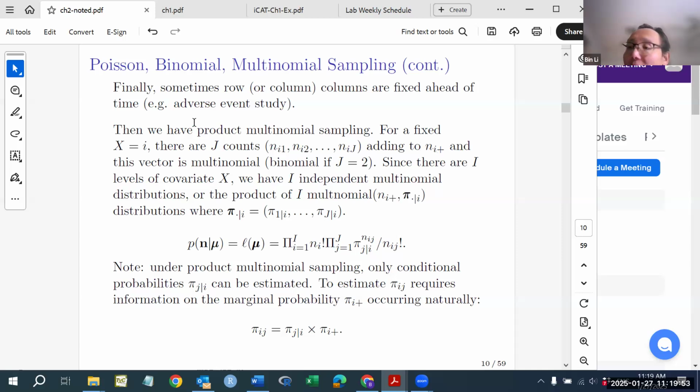So that means if the row sum is fixed, then for each row, the distribution for the column variables, right, which has j classes, follows a multinomial, right? But since we have I levels of rows, we have I rows, is that right? So then we have I independent multinomials. Does that make sense? So the joint probability of what we observed is the product of these I multinomials.